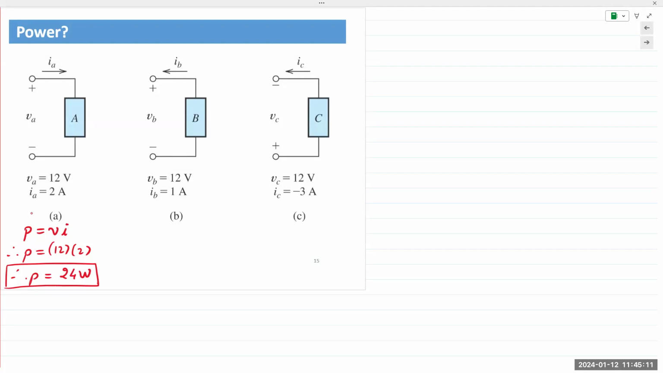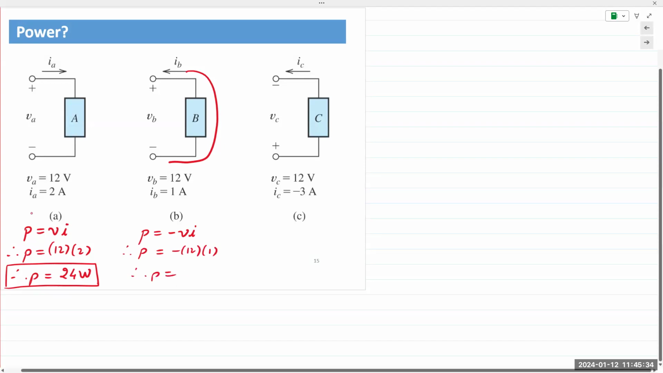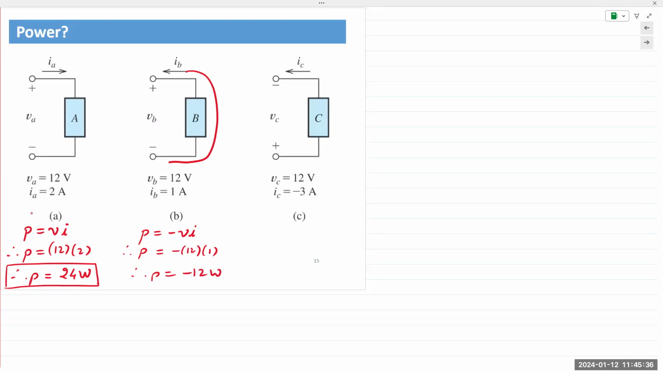All right, second one. We extend the current entering the negative terminal. The equation to use is minus VI. So power is negative, we use minus VI. Minus 12 times 1. Minus 12 watts. Again, we don't really care that the answer is negative. But the answer is negative simply means the element is supplying power. It's supplying energy.